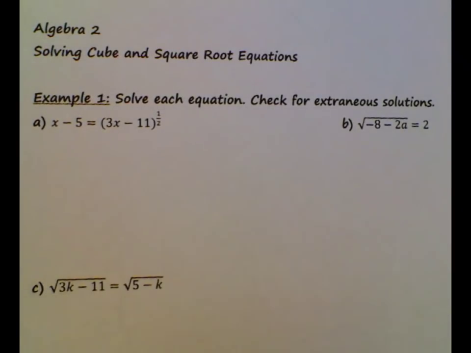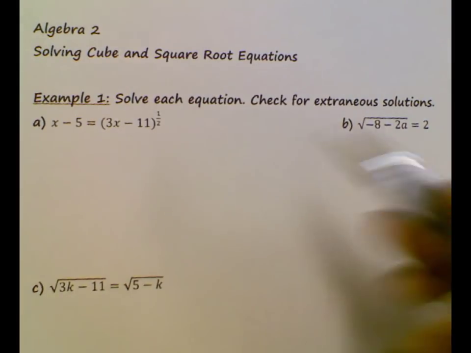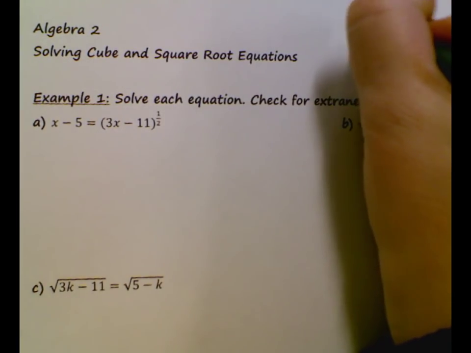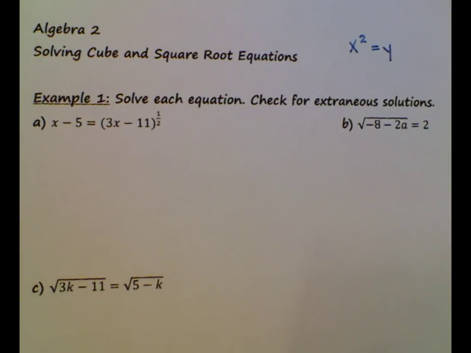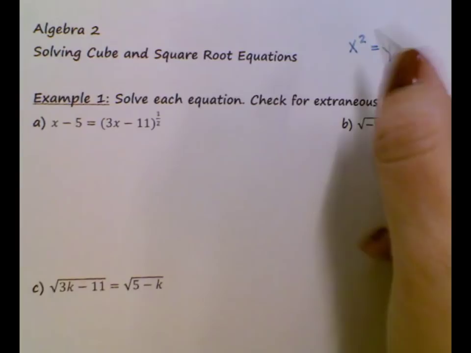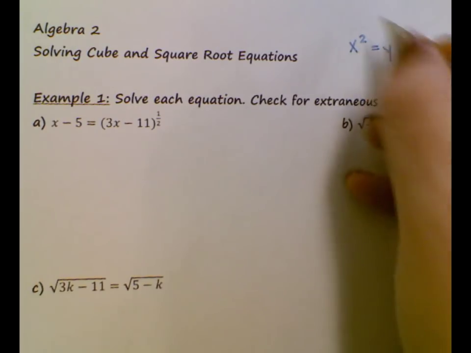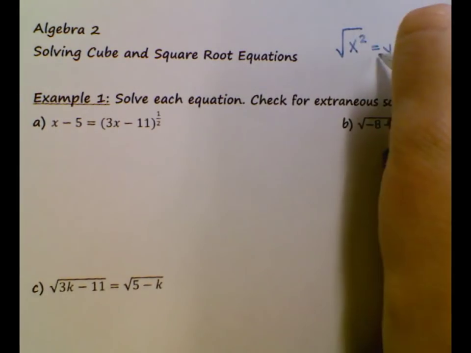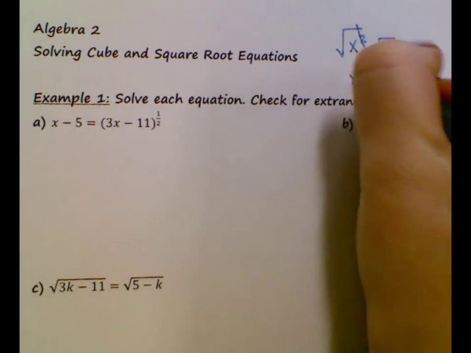Okay, guys, today we are going to do solving cube and square root equations. Before we even start, I want to ask you guys a question. If we have x squared equals y, and I wanted to solve this for x, how would I get rid of this exponent right here? What's the opposite of squaring something? Yes, square rooting. So this little square and the square root cancel out, and you just have x equals the square root of y.